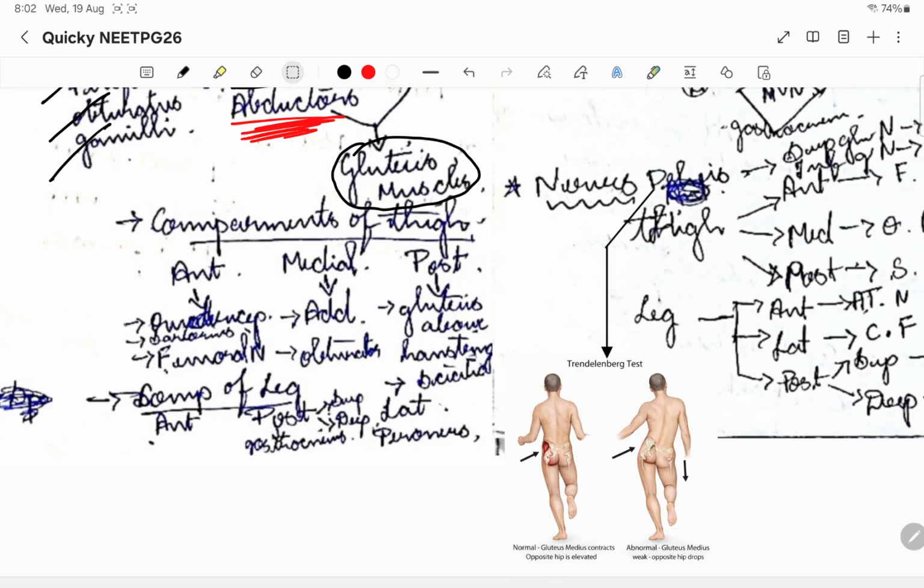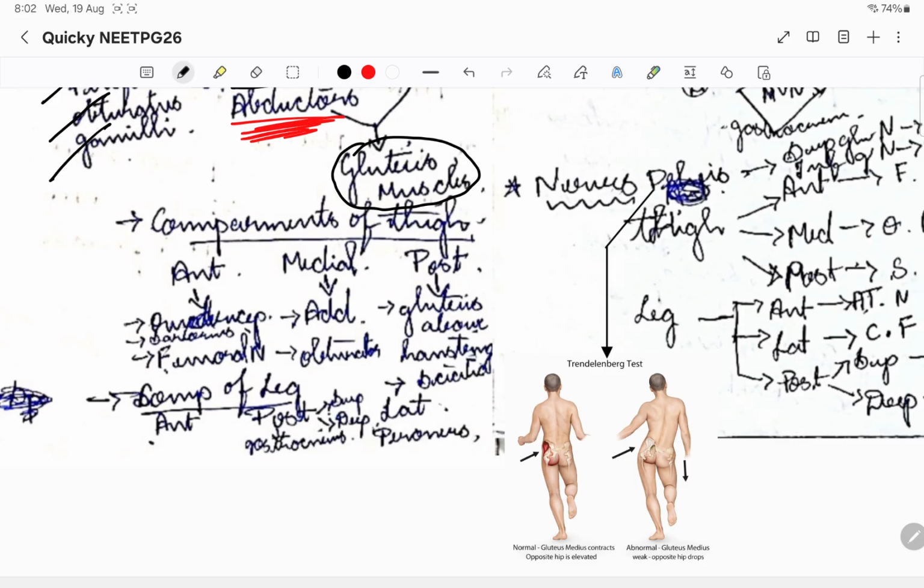So just remember, there are compartments with respect to the thigh. Why are these compartments important? Because there comes a pathology where there is increased pressure inside the compartments, where we have to do a procedure named fasciotomy, where we cut open the fascia of these compartments. If the anterior compartment is having high pressure, then we'll be doing the anterior compartment fasciotomy. In that way, these compartments are important.